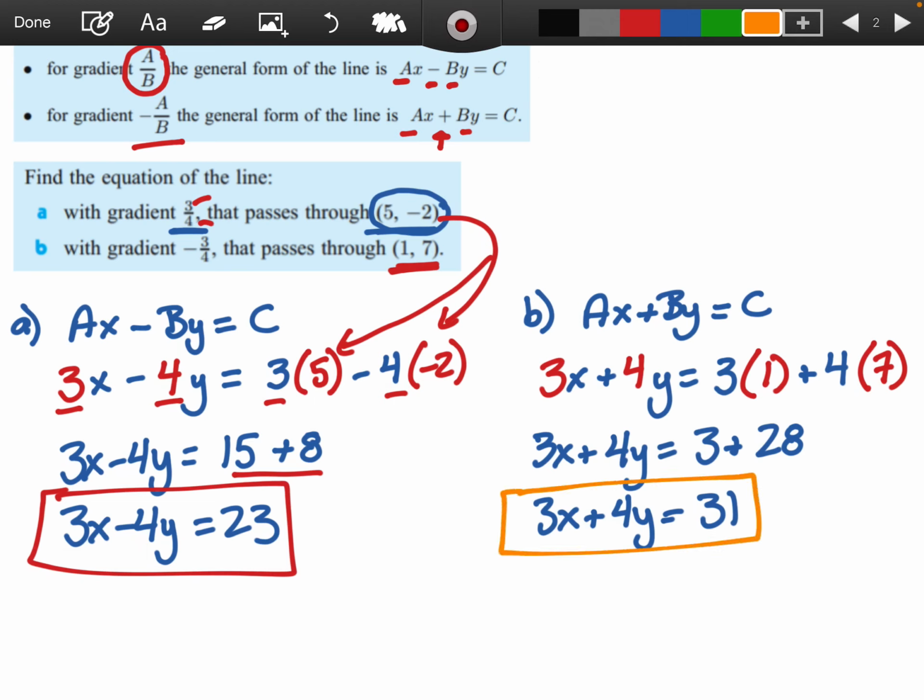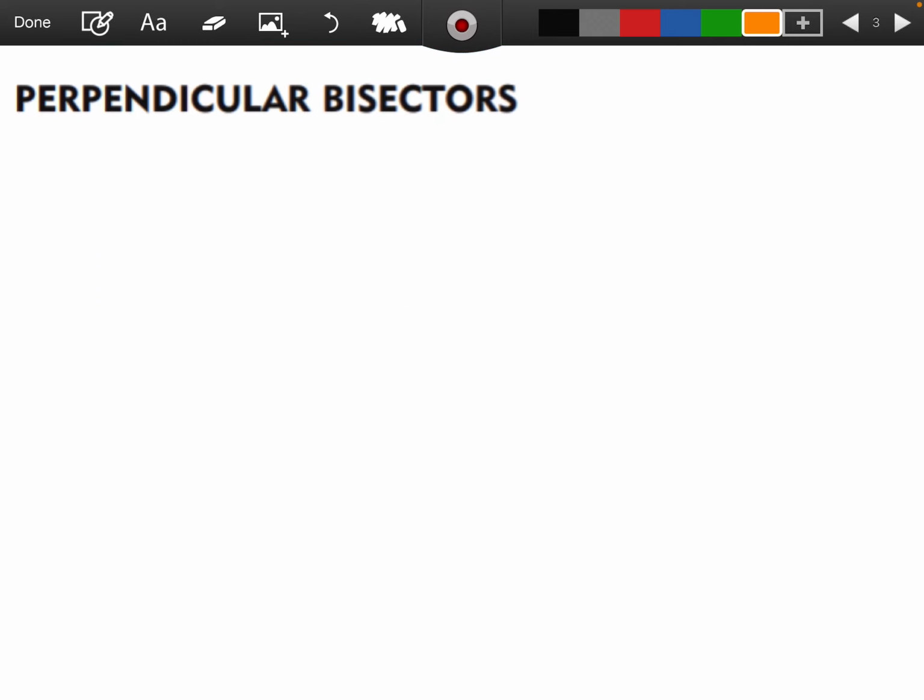Okay, so that's how we take general form and use our slope to get our a and b values, and then use the slope and the point to get our c value. All right, so now we're going to turn our attention to perpendicular bisectors. No matter what, if you're asked to find the equation of a line, you need to know two things. You need to know the slope and you need to know a point on that line.